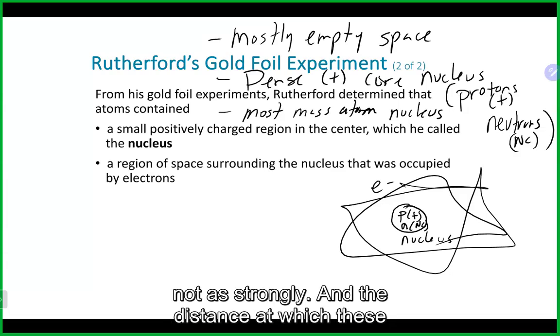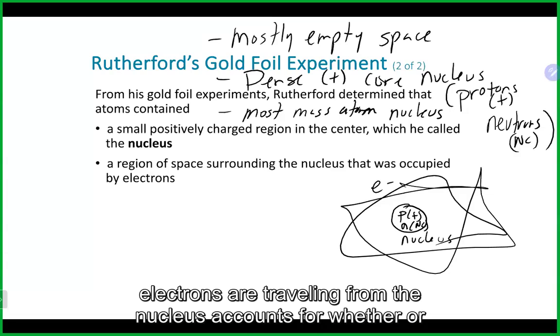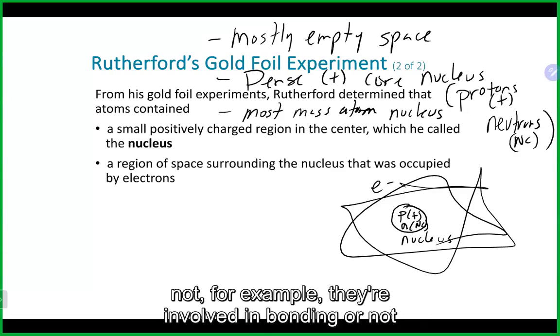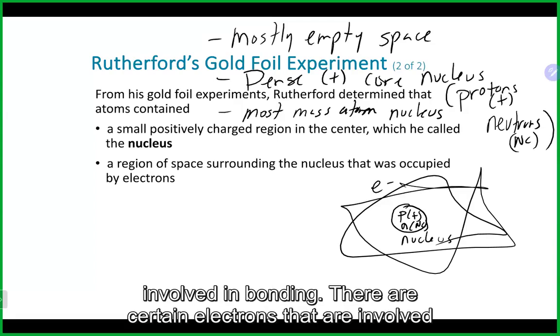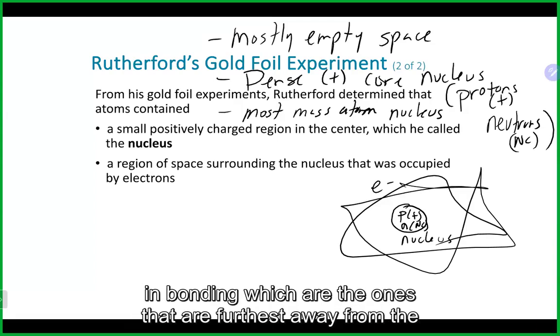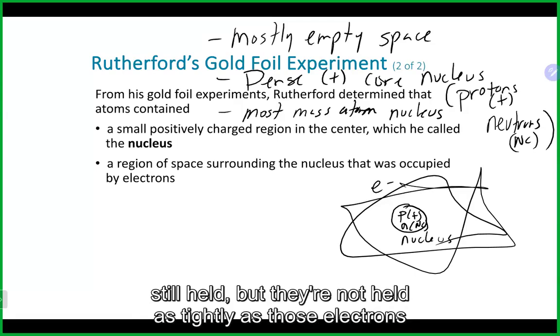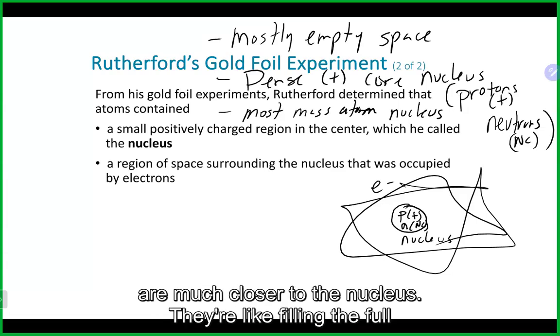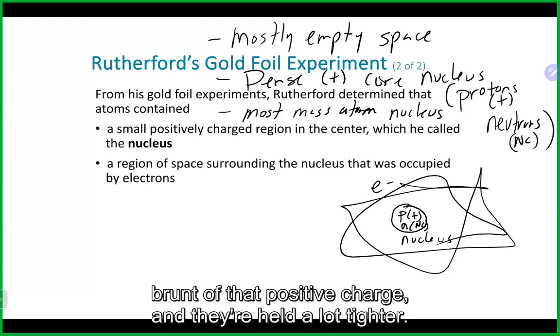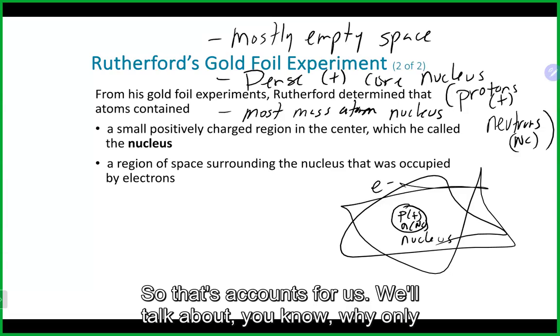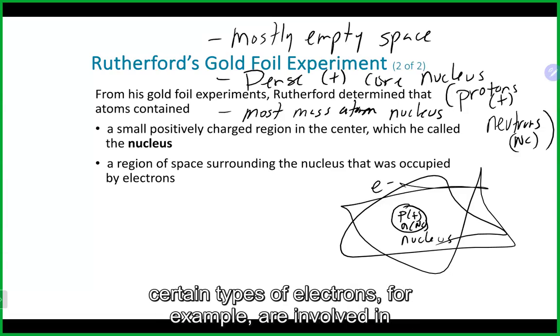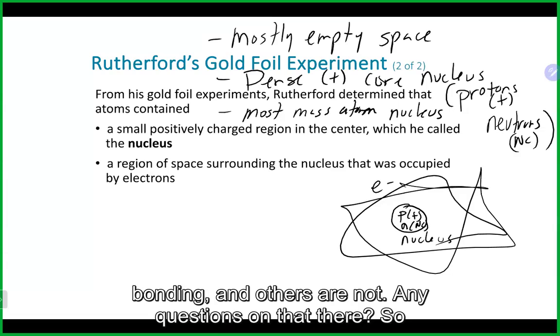The distance at which these electrons are traveling from the nucleus accounts for whether or not, for example, they're involved in bonding. The electrons involved in bonding are the ones that are furthest away from the nucleus. Because they're further away, they're still held, but not as tightly as those electrons that are much closer to the nucleus. Those are feeling the full brunt of that positive charge, and they're held a lot tighter. So that's what accounts for why only certain types of electrons are involved in bonding and others are not. Any questions on that there?